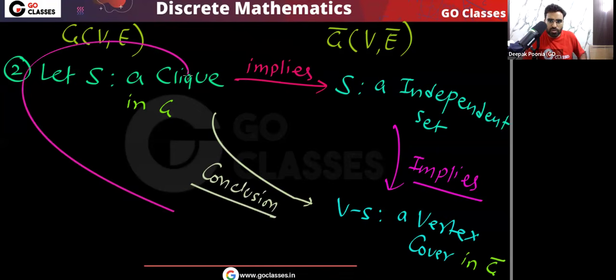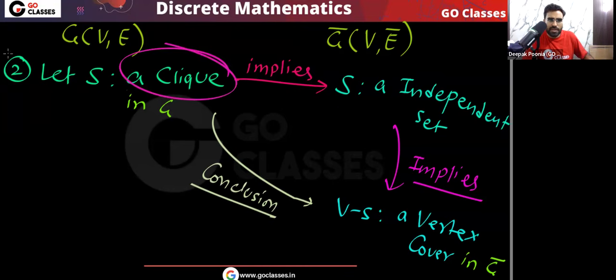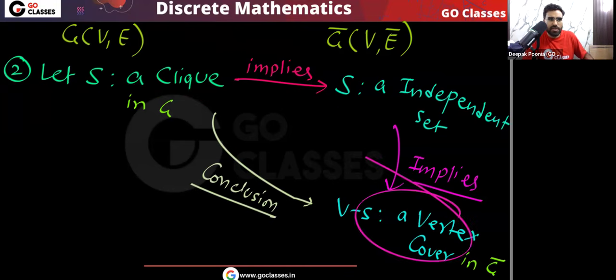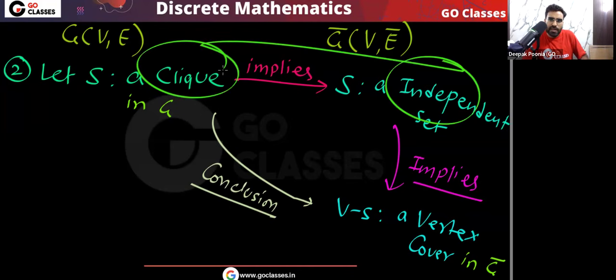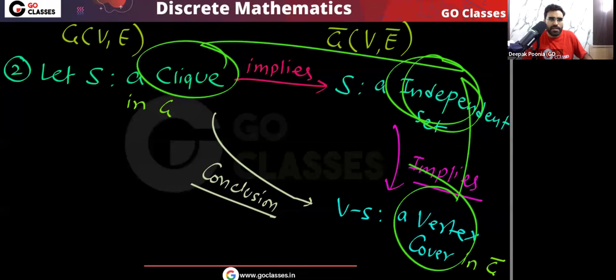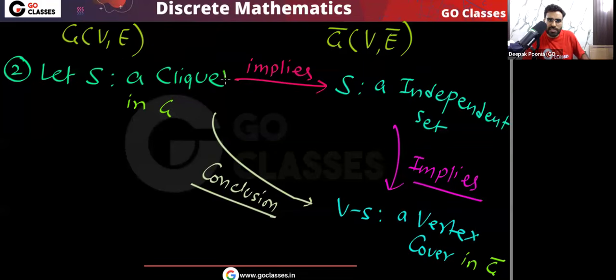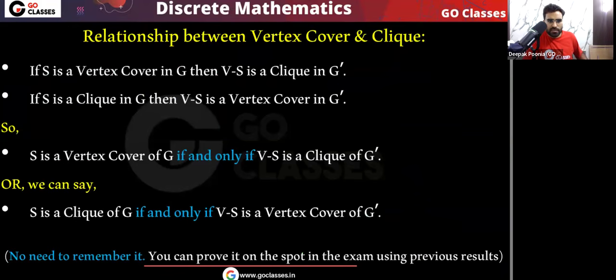Tell me, will you remember this conclusion, the relationship between clique and vertex cover? The answer is no, because you just understand the relationship between clique and independent set, and the relationship between independent set and vertex cover. Then you can easily prove the relationship between clique and vertex cover. So this is the relationship between vertex cover and clique. In the graph G, if S is a vertex cover, then in G complement V minus S will be a clique. In graph G, if S is a clique, then in G complement V minus S will be a vertex cover.